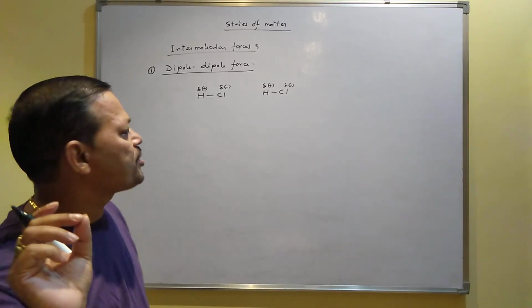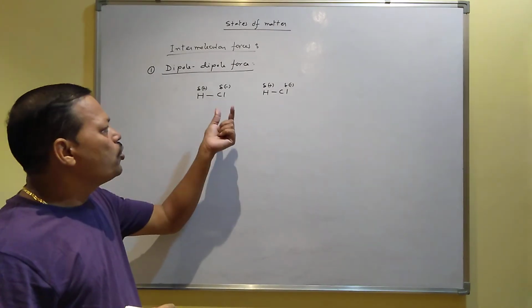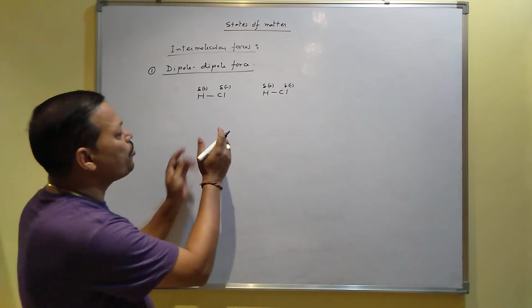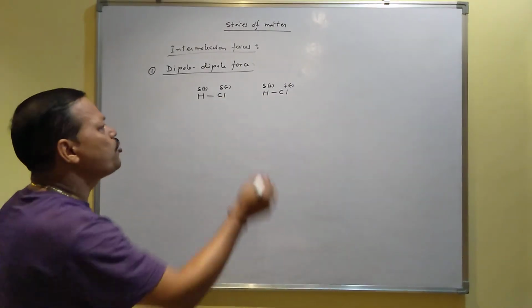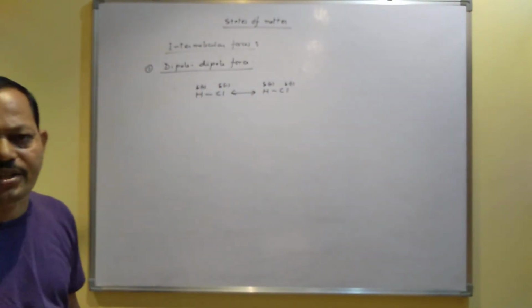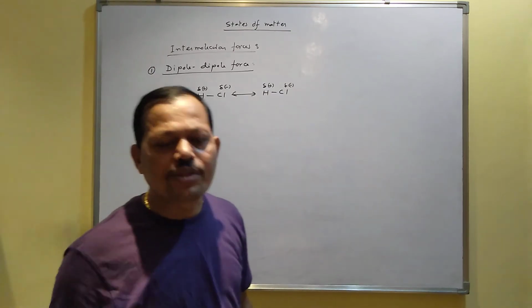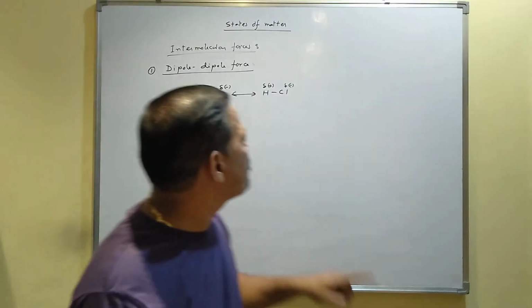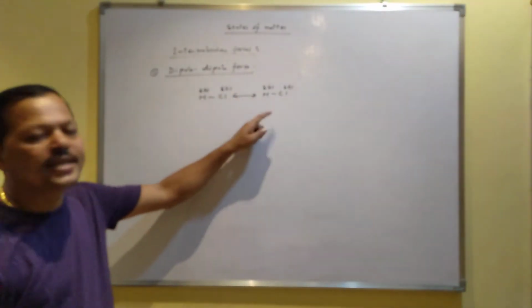Only fluorine, oxygen and nitrogen can form hydrogen bonding. So although chlorine cannot form hydrogen bonding, there is some force of attraction between this negative end and this positive end, and this force of attraction is called dipole force of attraction. I mean, the force of attraction which takes place between two polar molecules is called dipole force of attraction. For example, HCl.